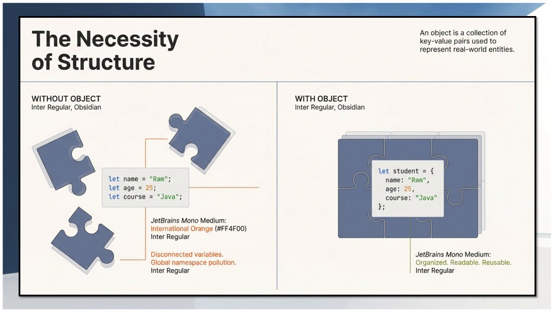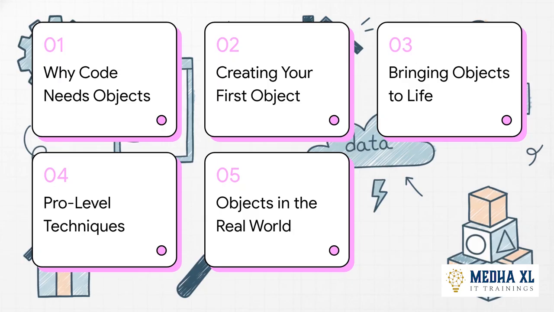So now that you've seen the why, here's our blueprint for today. We'll kick off with why your code desperately needs objects. Then we'll get our hands dirty and create our first one. After that, we'll see how to bring them to life, check out some pro-level techniques, and finally, see how this all plays out in the real world.